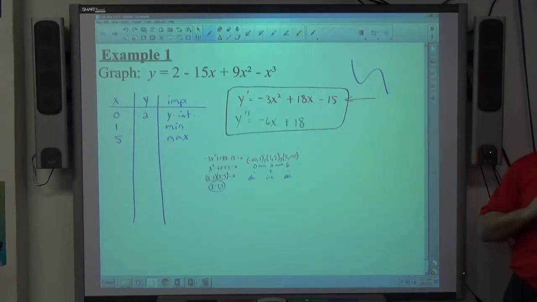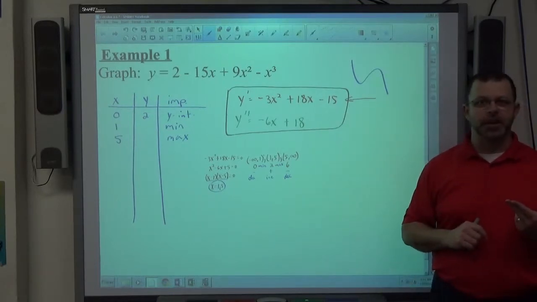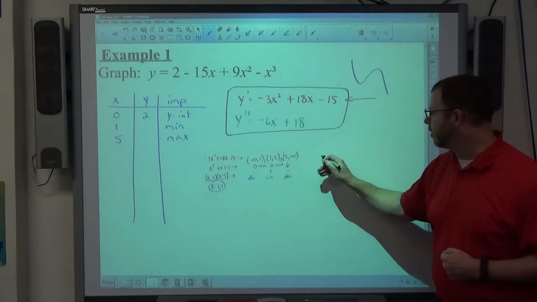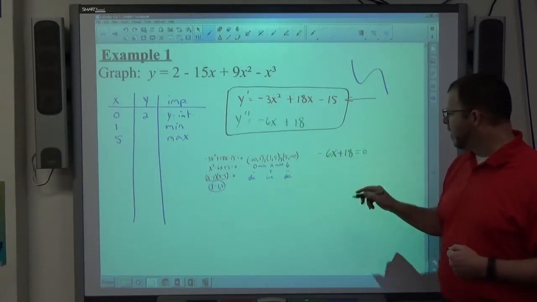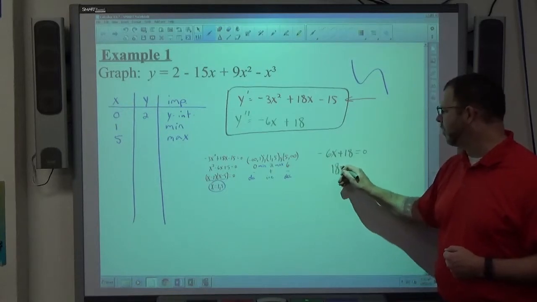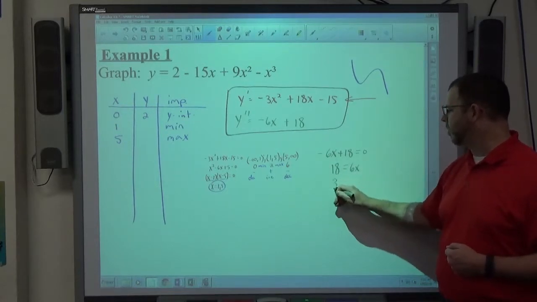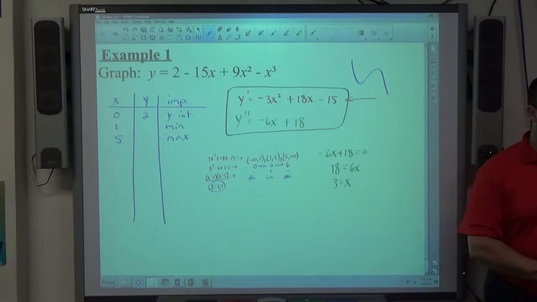Endpoints don't exist, right? No endpoints. Undefined? Polynomial functions are not undefined. So equals 0 is the only thing we have to consider. So negative 6x plus 18 equals 0. That means that 18 is equal to 6x, which means 3 is equal to x.